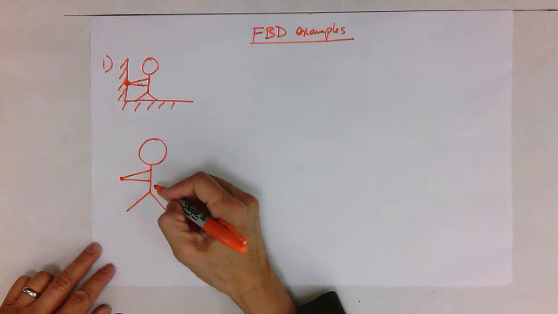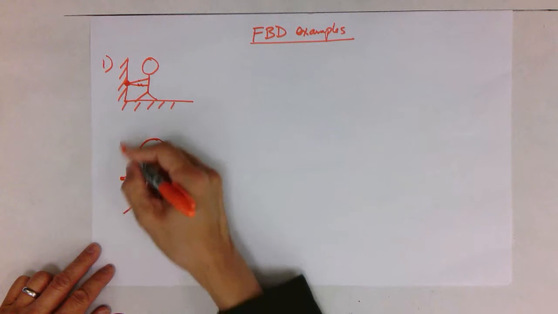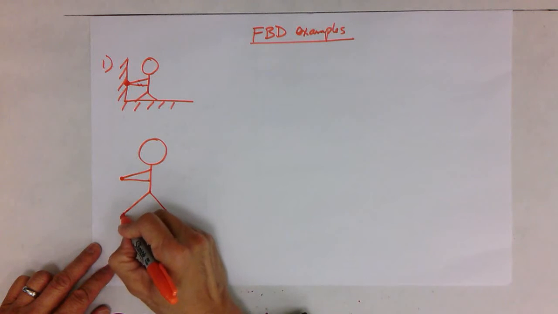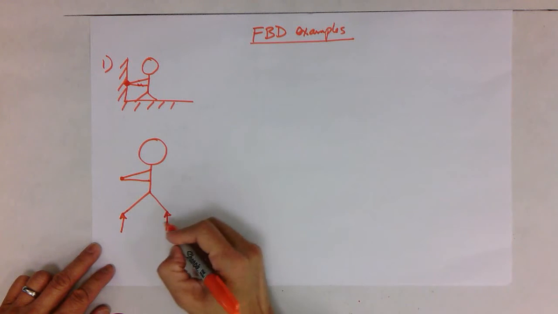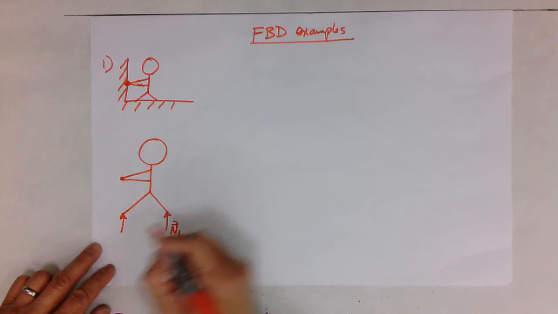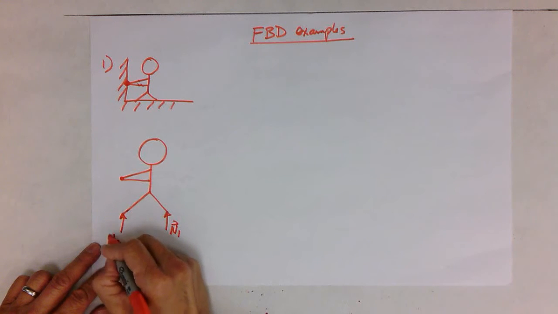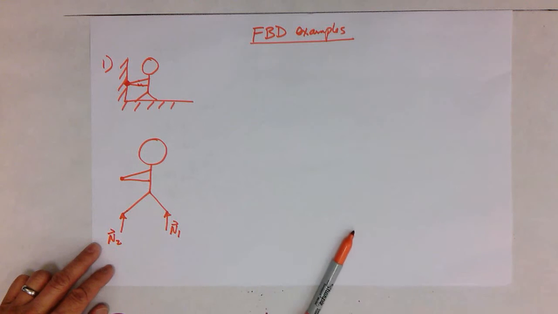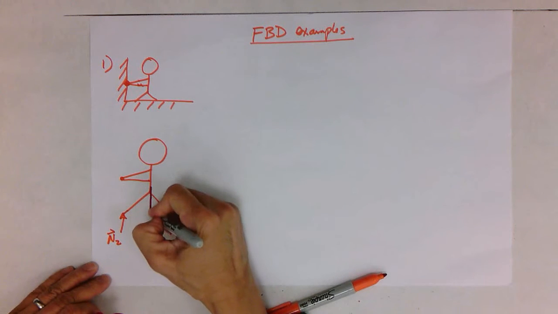Now what are the interactions with the world? So the rest of the world is the wall and the ground. So I think some fairly obvious ones are contact between your feet and the ground. You probably have some weight you want to represent.